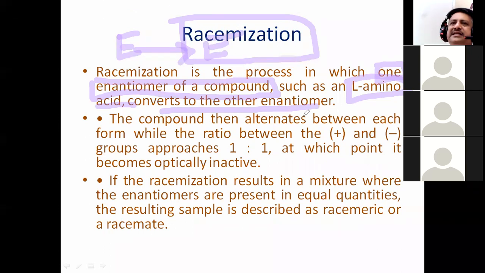And here we have seen an example of an L-amino acid which gets converted to the other enantiomer. The compound then alternates between each form, while the ratio between the positive and the negative groups approaches 1:1, at which point it becomes optically inactive.